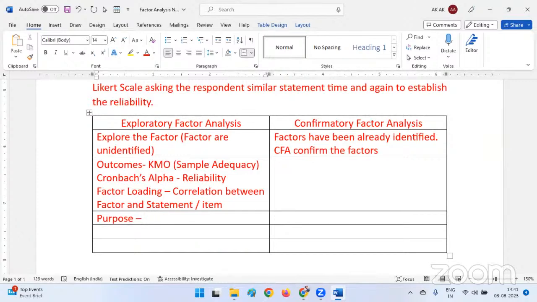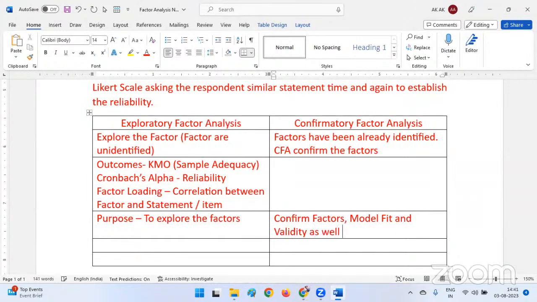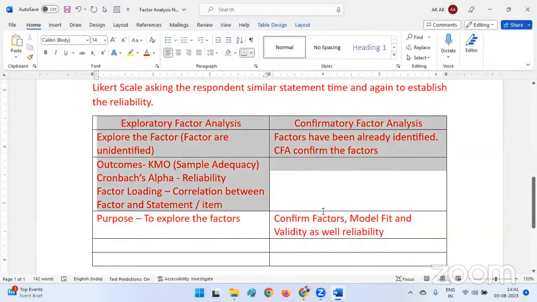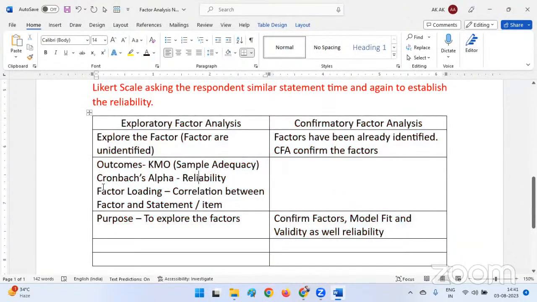These are the outcomes, and the main purpose is to explore the factors. This purpose is fulfilled. The main purpose of CFA is to confirm the factors, model fit and validity, as well as reliability. So we check the reliability with the help of Cronbach's alpha in exploratory factor analysis, but in case of CFA, the reliability is checked with one other measure, and validity is also checked.